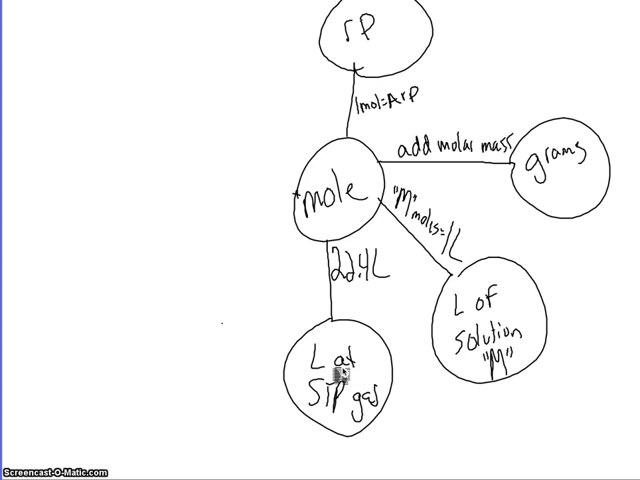So which liter should I use? Are we working with a gas? No, we're working with an aqueous solution. So I'm going to start right here. I'm going to imagine a milliliters box. So I'm going to first leave the milliliter and go to the liter. Then I'm going to leave the liter and go to the mole. How many paths is that? 1, 2. So this is a two-step problem.